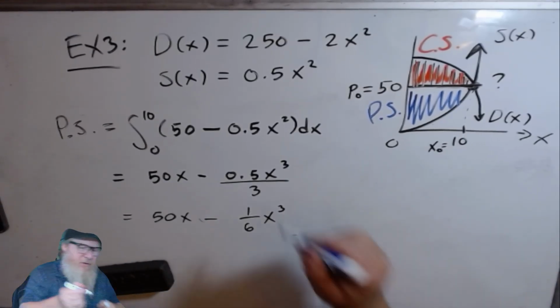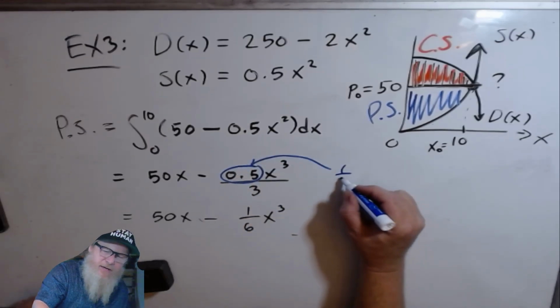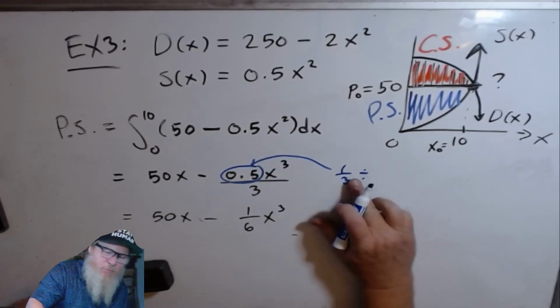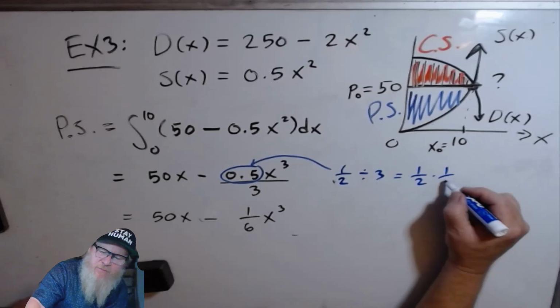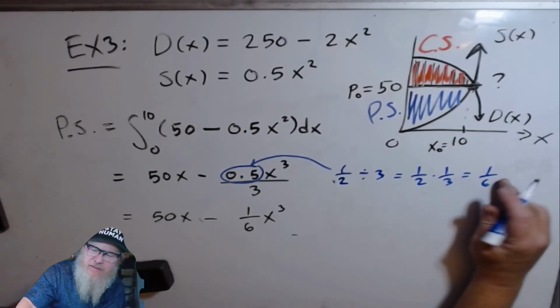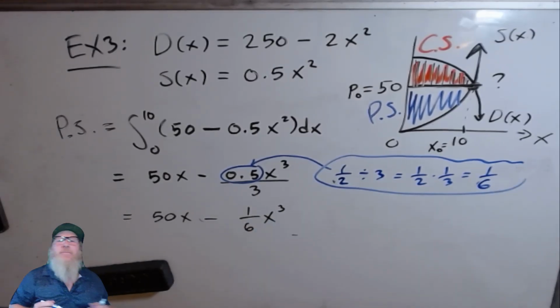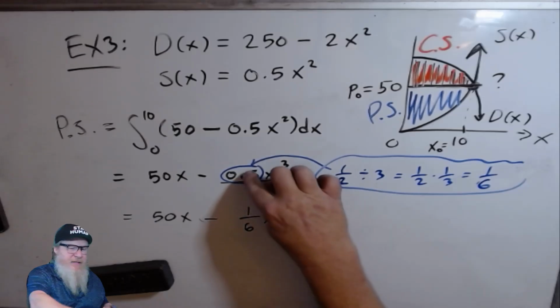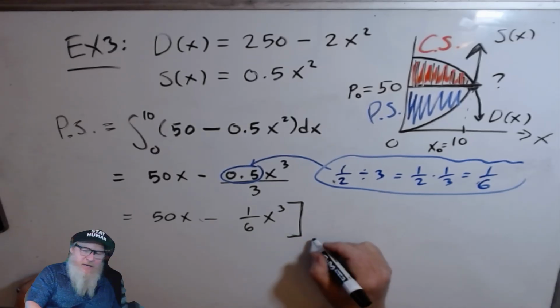I know I probably don't have to show you this, but my basic algebra teacher in me comes out. It's 1/3 divided, or 1/2 divided by 3, which is 1/2 times 1/3, which is 1/6. That's your fun math for the day for combining the 0.5 and the divided by 3 from the antiderivative. And then 0 to 10.